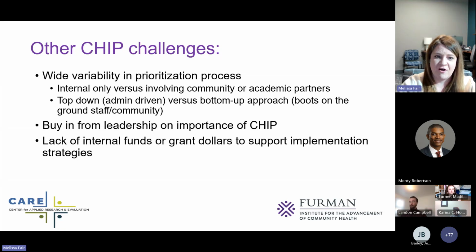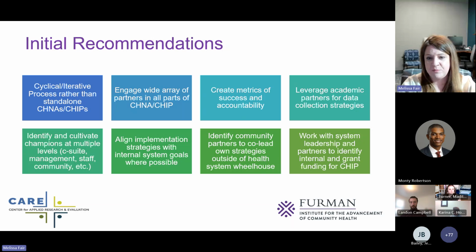So when we look at all of this, what are some of the preliminary recommendations based on things that some of these came out of the health systems themselves, because in addition to barriers, there were also many noted successes, and then also looking at other ways that hospital systems across the nation have done CHNAs and CHIPs effectively.